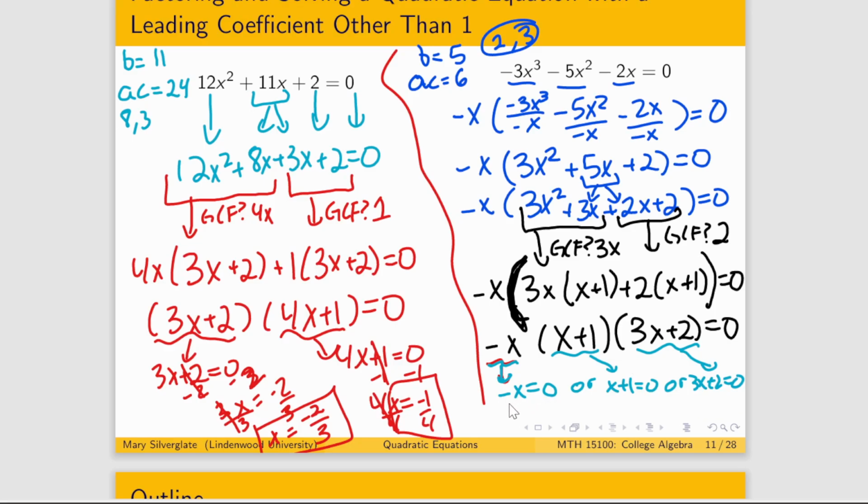If I have negative x is equal to 0, well, I technically divide both sides by negative 1 because that's really what x is being multiplied by, but 0 divided by anything is still just 0. So I just have x is equal to 0. For x plus 1 is equal to 0, I undo adding 1 by subtracting. So x is equal to negative 1. And then for my last one, that's two steps. I undo adding 2 by subtracting 2. 3x is equal to negative 2. And then I undo multiplying by 3 by dividing by 3. So x is equal to negative 2/3 is my final answer. And all three of those are solutions.